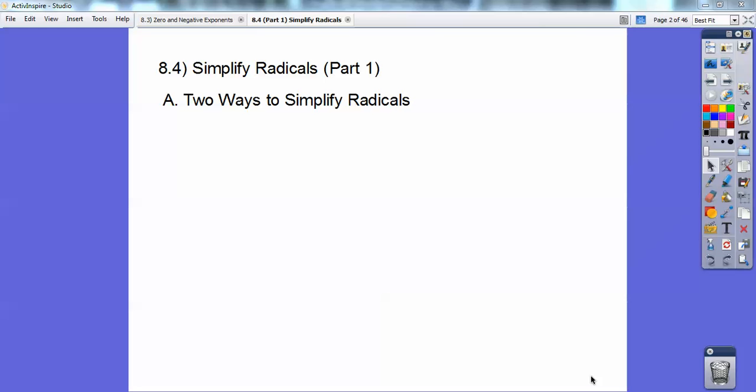Hey everybody, Opie Taylor here, and this lesson is on simplifying radicals. This is part one. So there's a couple ways to simplify radicals, you guys.